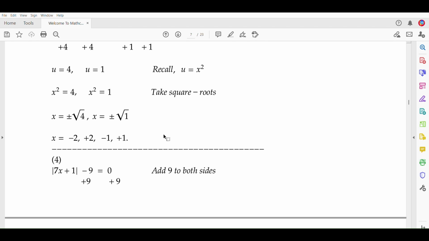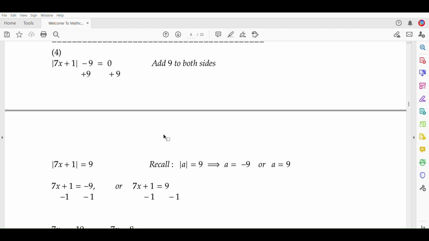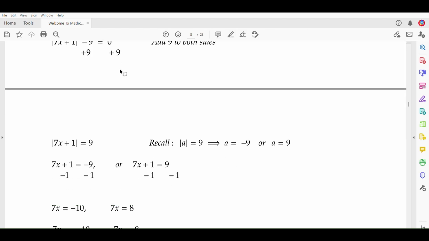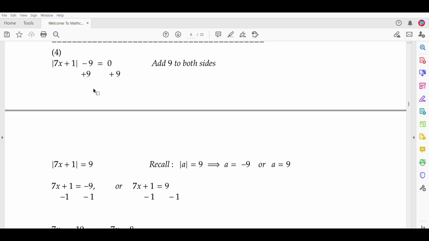Here is another kind of equation, an absolute value equation. Absolute value of 7x plus 1, minus 9, is 0. Add 9 to both sides, which gets you absolute value of 7x plus 1 equals 9. So notice, it's like a radical equation. Isolate the absolute value first. Move the other things to the other side.